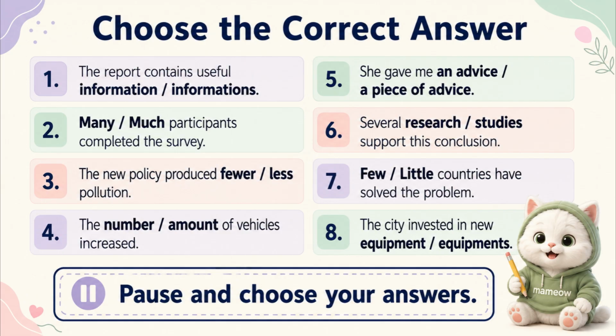Now it is your turn. Choose the correct answer in each sentence. First, identify the noun. Decide whether it is countable or uncountable in the sentence. Then check whether the noun is singular or plural and choose the appropriate quantifier or expression. Pay particular attention to information, pollution, research, and equipment. For number 7, remember that countries is a plural countable noun. Pause the video and complete all 8 questions. When you are ready, continue to the next slide to check your answers.